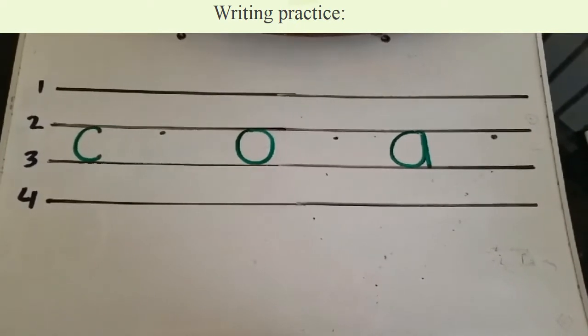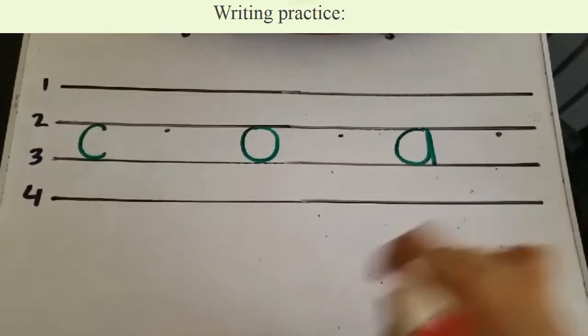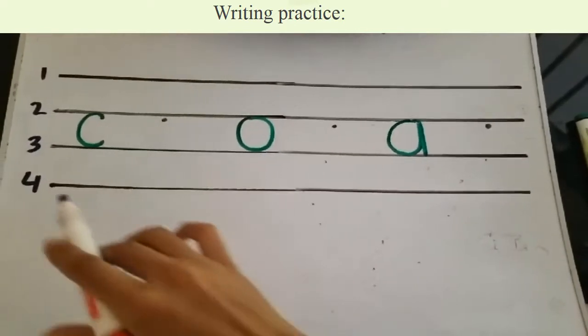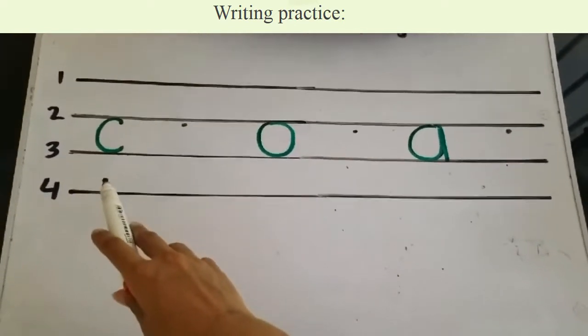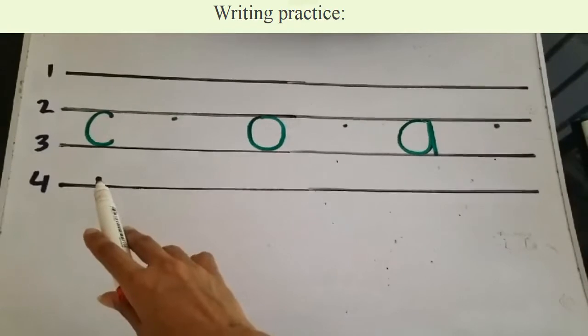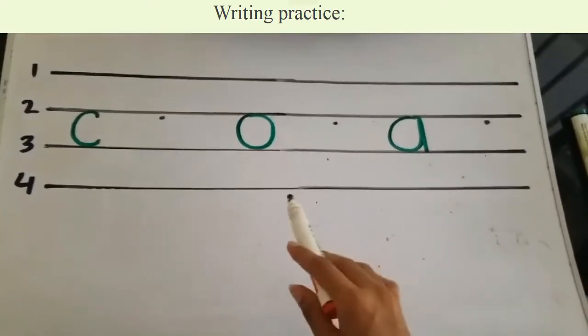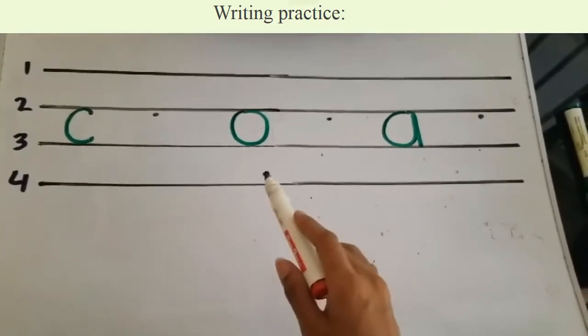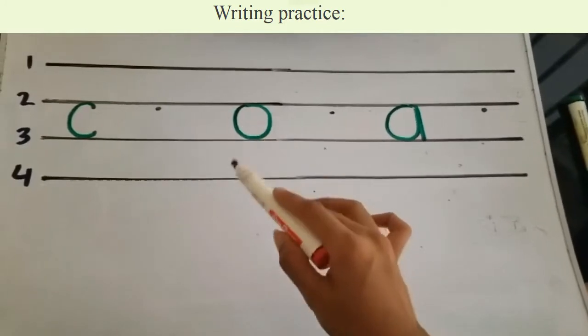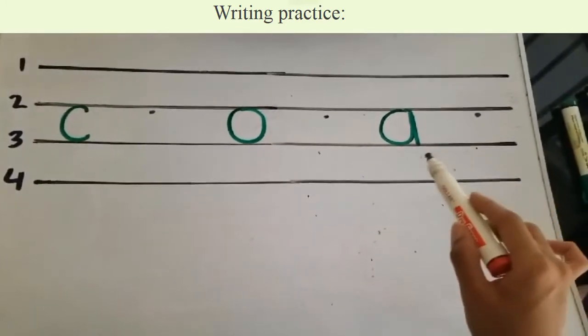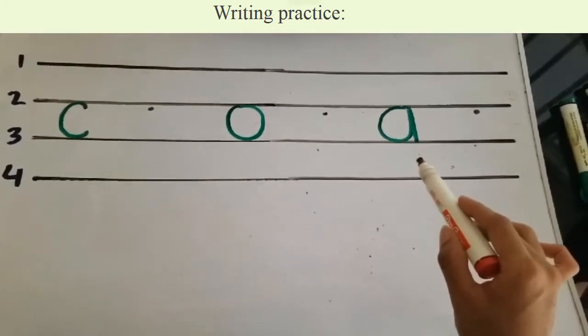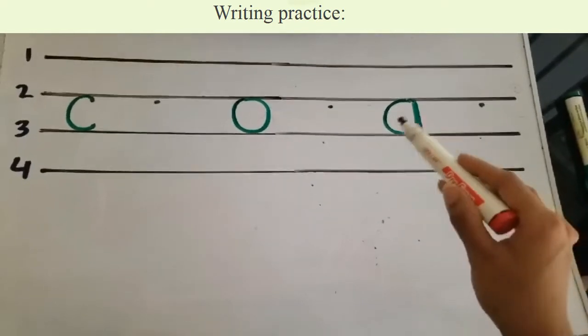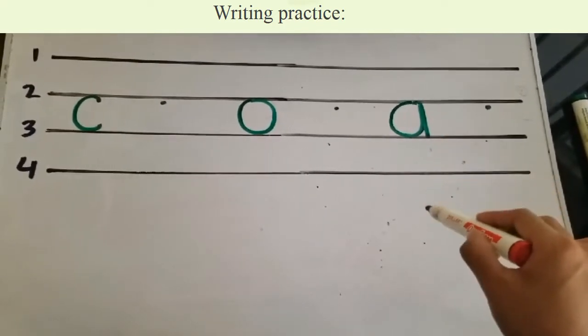Okay, can you see the board? Can you see the sounds which we have done before? Which sound is this? K, k, k is curvy. And which sound is this? O, o, o goes round and round. And which sound is this? A, a, a. Make k go up and come down.